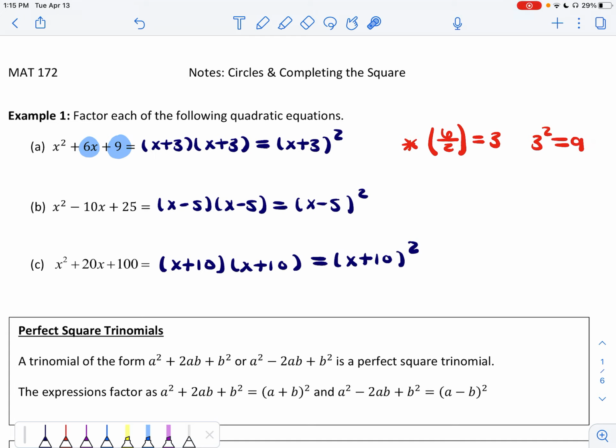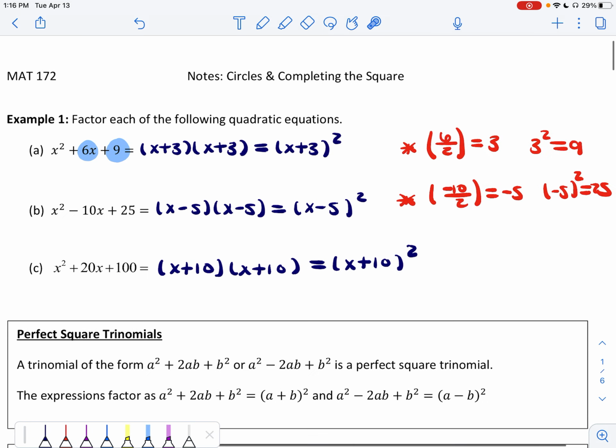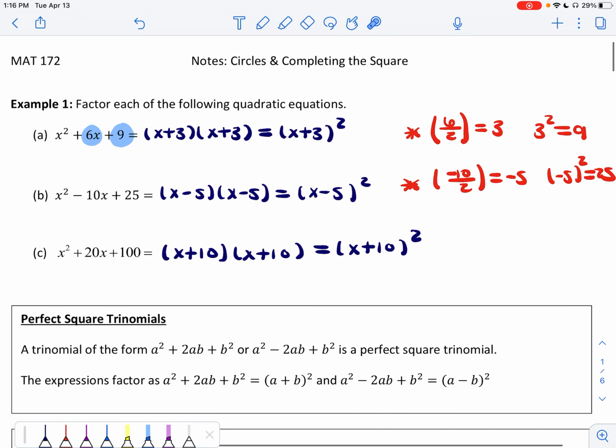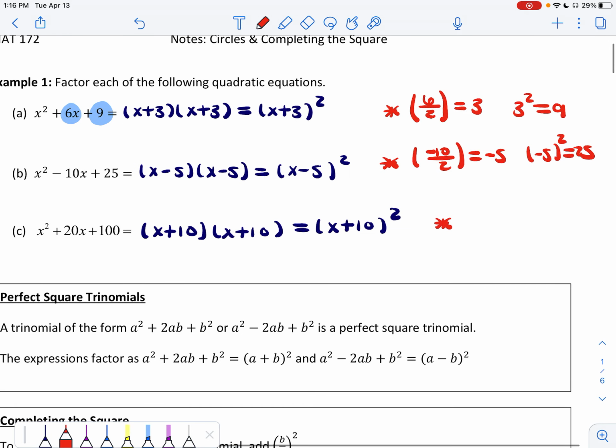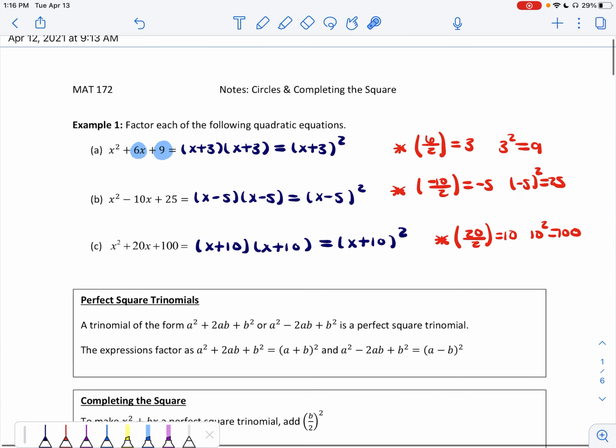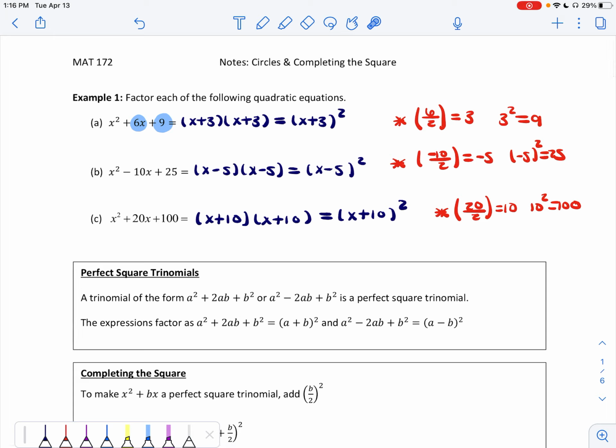Okay, well, let's see if that trend continues. So if we think about part B, half of our B term would be a negative 5, and negative 5 squared equals 25, which is our C term. So that's good, that follows, okay? And then if we look at the last one, again, just to check here, half of the B term is 10, and 10 squared is equal to 100, which is our C. Okay, so this is the criteria that you have to satisfy in order to be a perfect square trinomial. Half of the B term squared has to be equal to C.